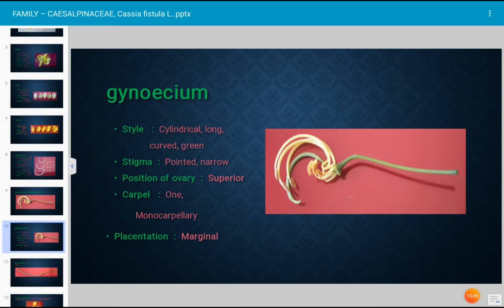Position of ovary is superior. Already I told you during the description of the flower. Ovary is superior. Carpel is one, only one carpel is there. When the carpel is one in the ovary, that is described as monocarpellary ovary. How is the arrangement of the ovules? That is placentation. Placentation is marginal placentation.